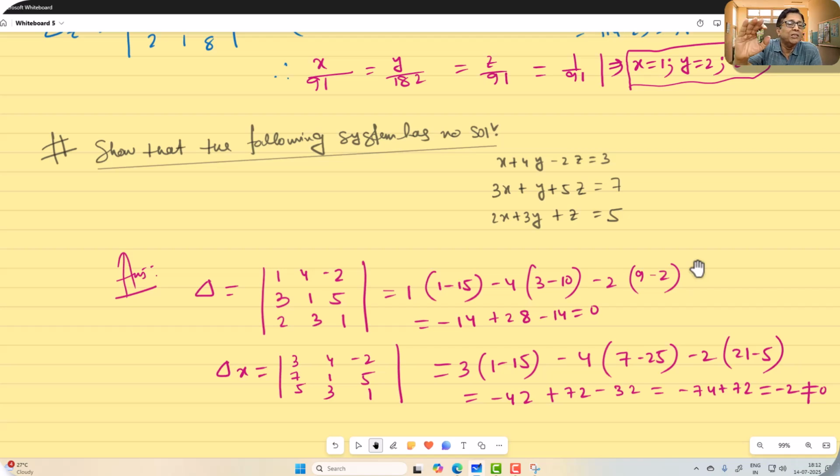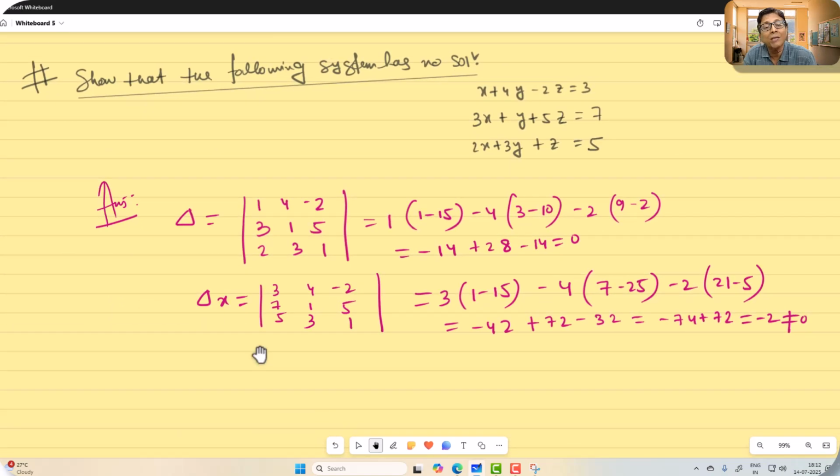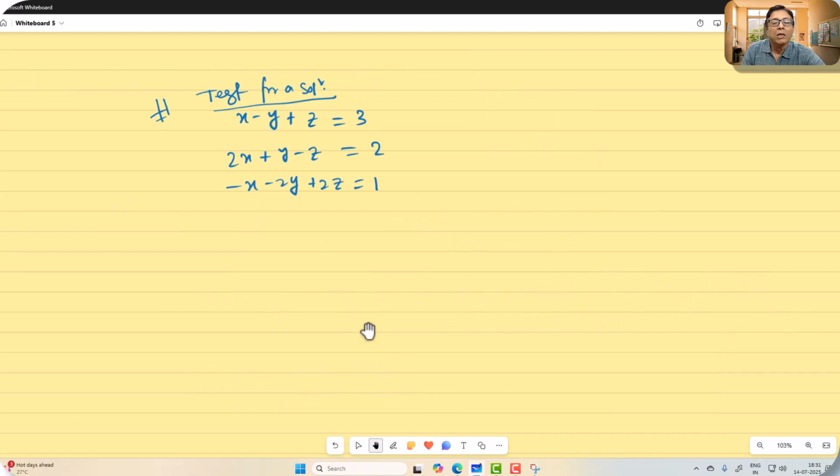And you don't proceed. You don't find delta y and delta z. Solution doesn't exist here because delta is 0, but one of delta x, delta y, delta z is not equal to 0. This implies that no solution exists for the given system.